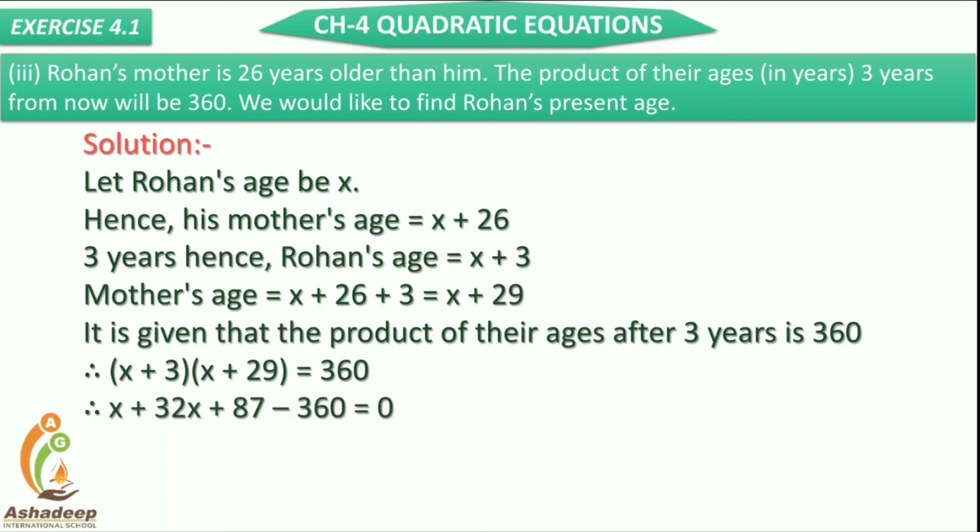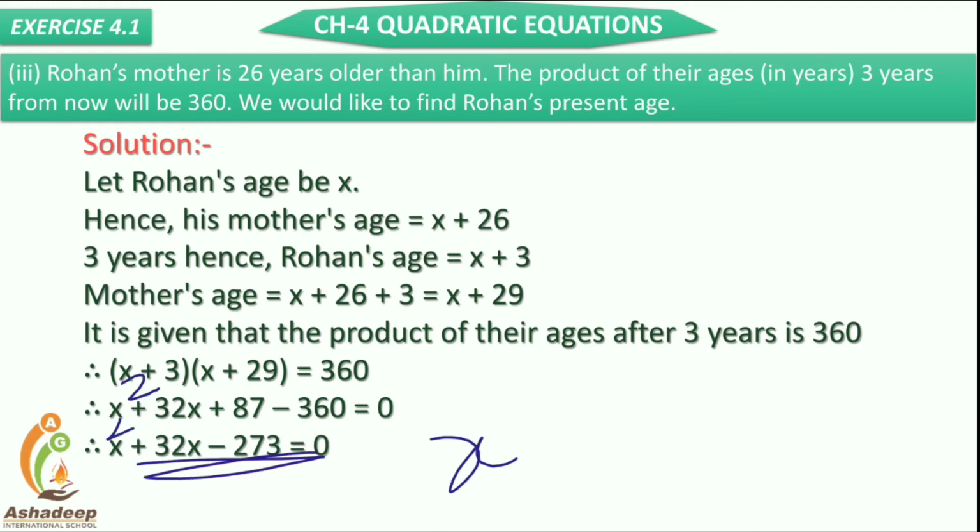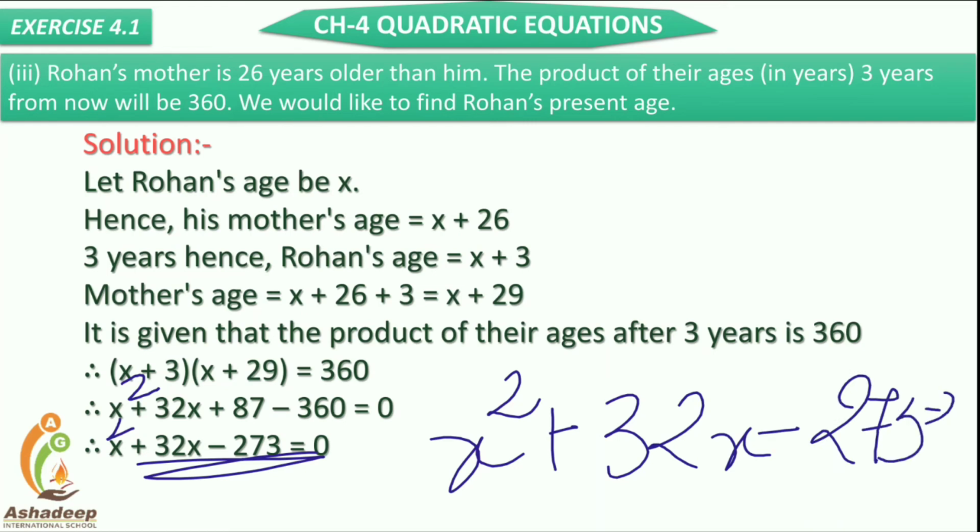So after solving this we will get x into x is x square, here it is x square, sorry, here just make this correction, right? And then 3 plus 29 is 32, and 29 threes are 87, and 360 comes onto this side, it becomes minus. So here we can say here just x square and here also x square. So this answer is nothing but x square plus 32x minus 273 is equals to 0. So this is our quadratic equation for the given condition, right?